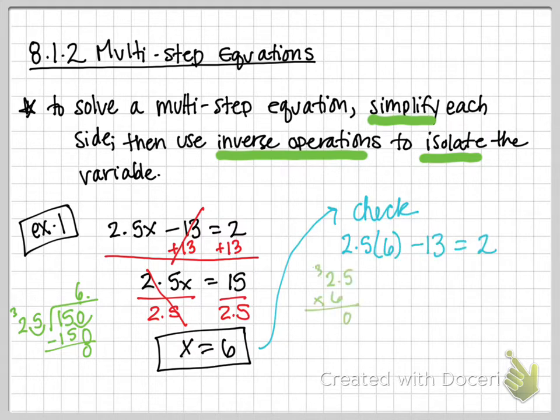And you can always check. You can always check your work, right? By plugging in. If we said that x equals 6, plug in 6 for x and check. And this works because 2.5 times 6 is 15 minus 13 is 2. So we are right, yay.